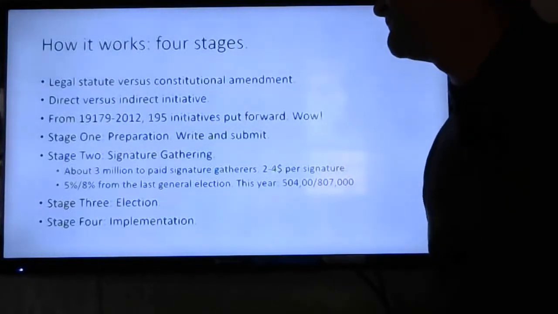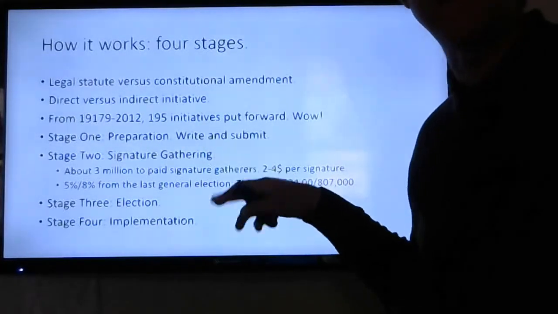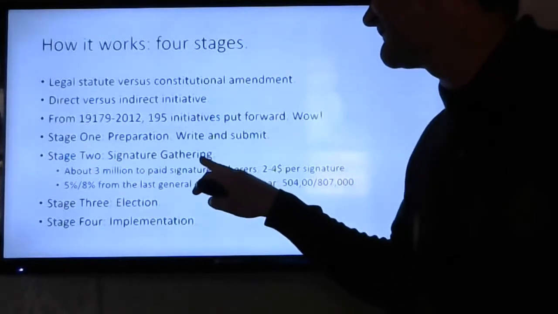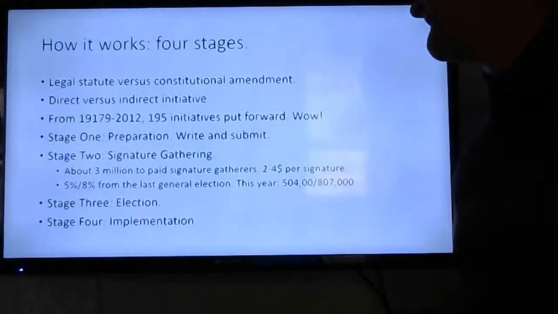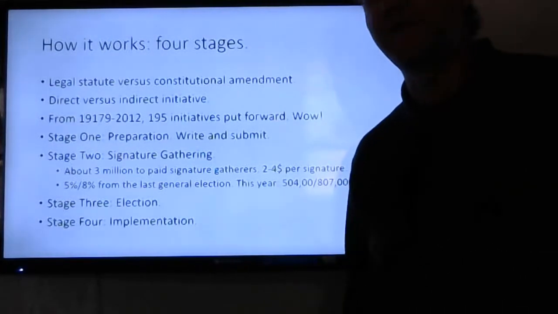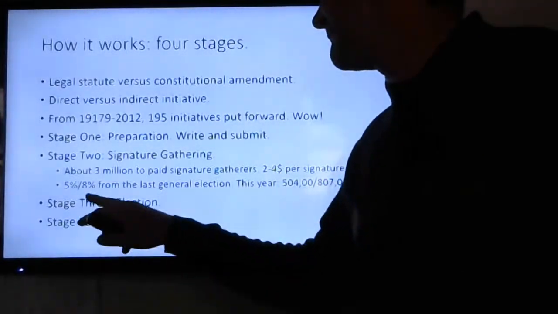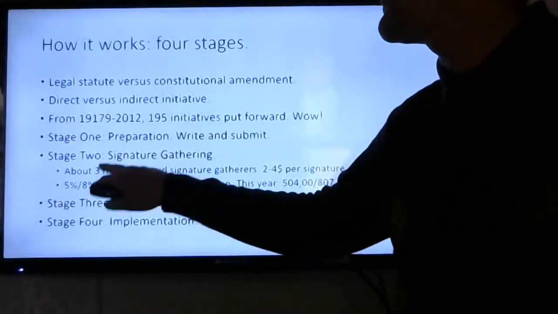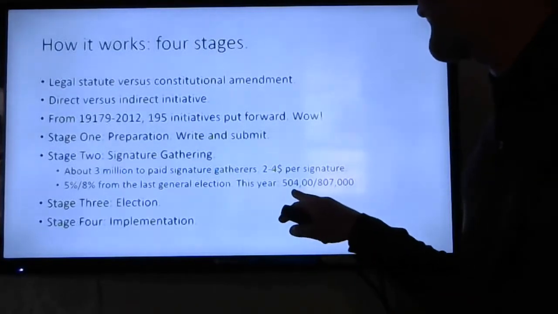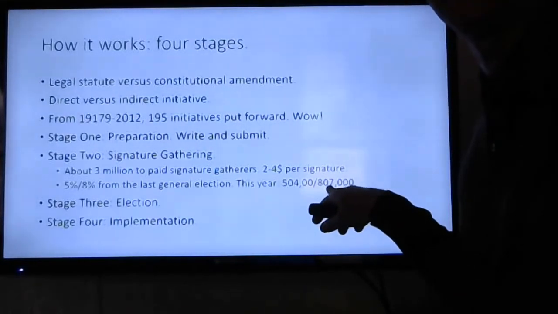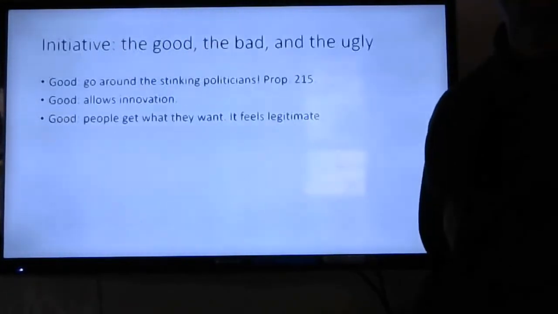Four stages to the initiative system. Stage one, preparation. You write and submit to the Secretary of State your proposed new law. Stage two, you gather signatures. It costs about $3 million to pay signature gatherers. So most of them are paid, and they earn about $2 to $4 per signature. The number of signatures you need is 5% for a legal statute, 8% for a constitutional amendment, of the last general election. This year the numbers are 504,000 or 807,000 signatures. Stage three, you go to the election, and then stage four, you implement it if passed.